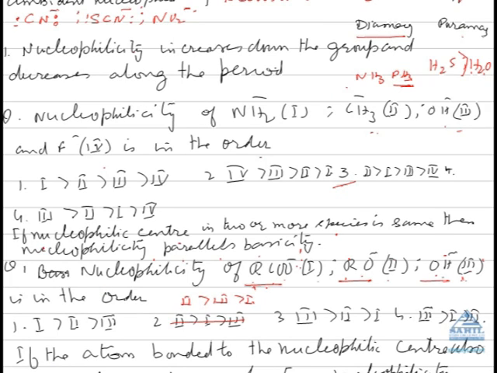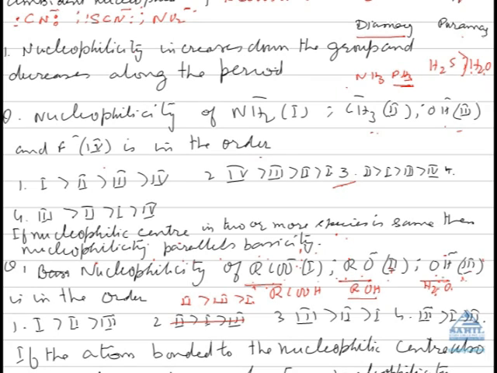I have told you, if the nucleophilic center in two or more species is the same, then nucleophilicity parallels basicity, meaning stronger the base, stronger the nucleophile. Now in order to see the stronger base, you form the corresponding acid. Add H plus to all the three. First will give you carboxylic acid, other will give you alcohol, the third one will give you water. We know alcohols are weaker acid as compared to water. It means RO minus is the strongest nucleophile.